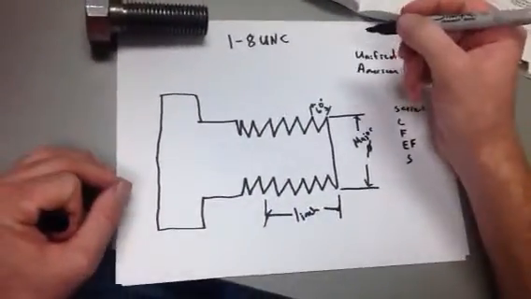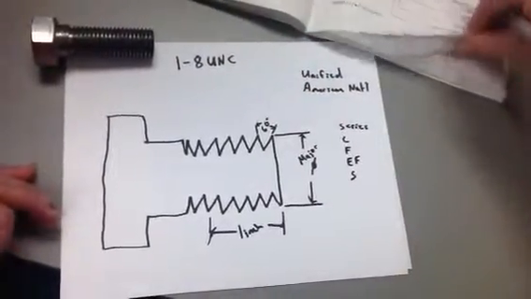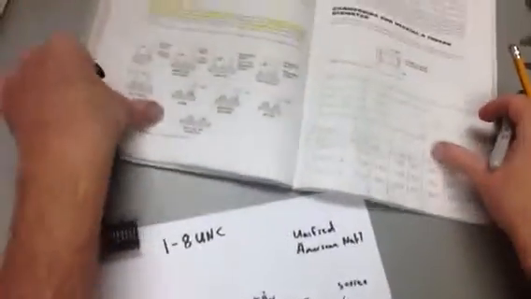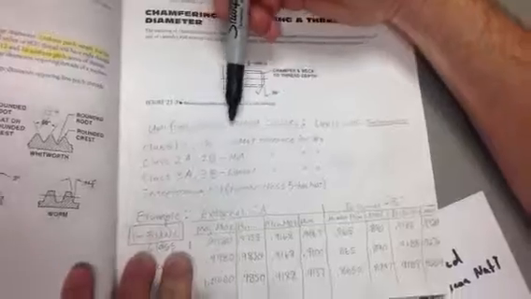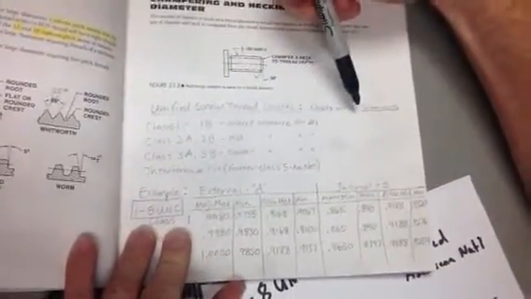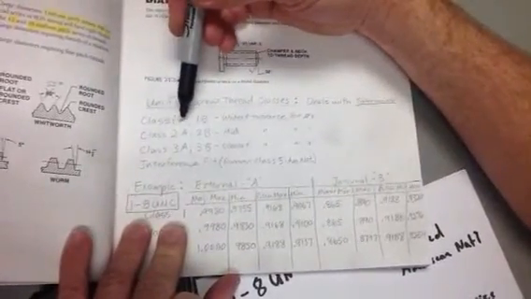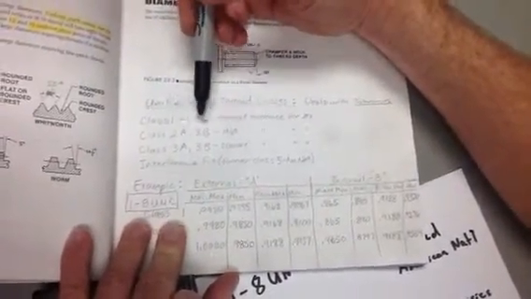Now, the next thing we're going to get to is classes of fit. I'm going to flip over in my book here. This stuff's already written out. And it talks about unified screw thread classes. And it deals with the tolerances. The widest tolerance is going to be class 1. We got an A and a B on there.